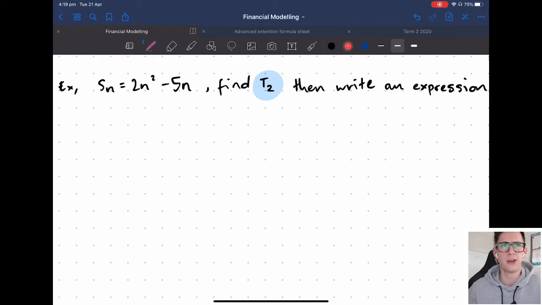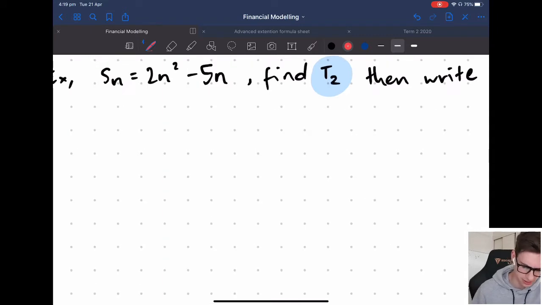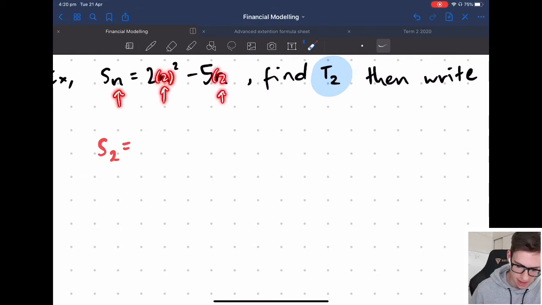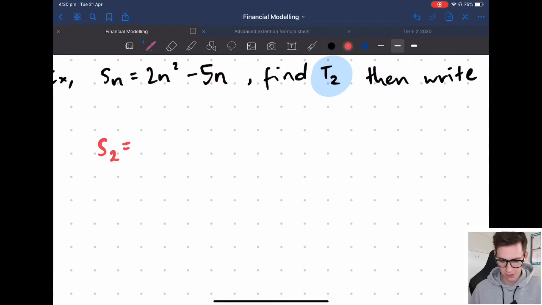Now you go, okay, well, where do I even start? Well, let's start by considering what would the second sum be? If I do the second sum, that's just like popping in a 2 anywhere that there was an n. If you do that, you should get 2 times 4, which should be 8, minus 5 times 2, which should be 10. I would get an answer then of -2.